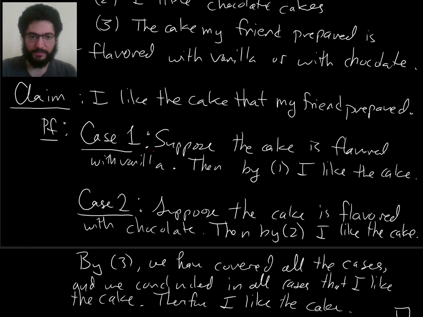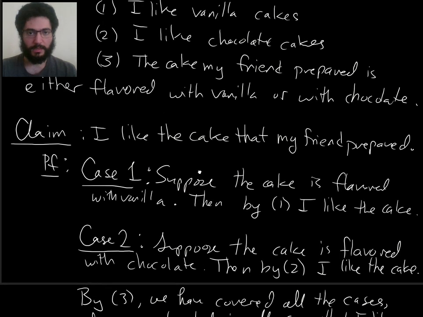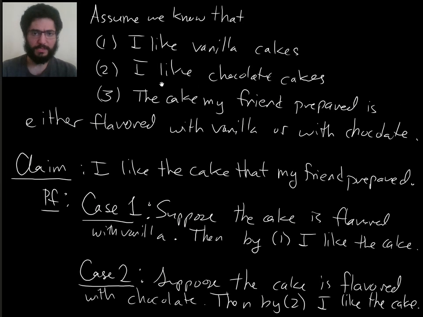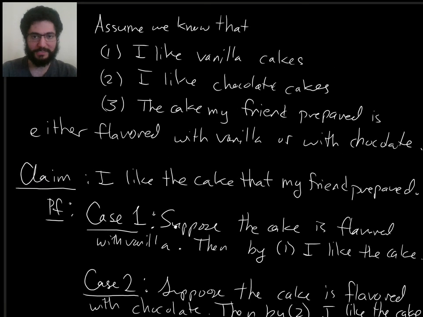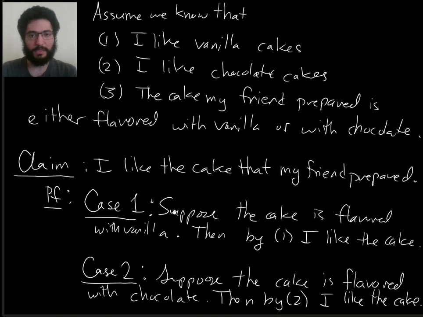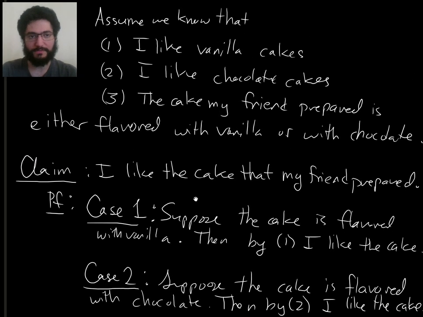And after the start of a case, you should definitely make clear what is the assumption for the case. So here I'm saying, suppose the cake is flavored with vanilla. It's important to use a word like suppose to make it clear that this is an assumption for the sake of a proof by cases. This was a lot more wordy than it needed to be to demonstrate the proof by cases rule. So let me show you the same thing, but with the Greek letters serving as placeholders for things. So I'll be right back to show you that.